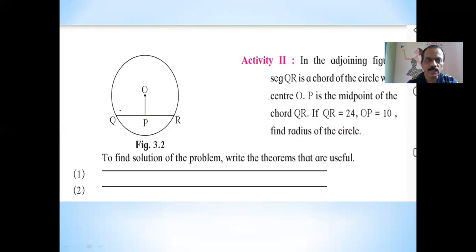Then take the square root of it. Then we get the value of OQ. This is the activity in which we have to find the radius of the circle. OQ is a radius of the circle. Also OR is a radius of the circle.